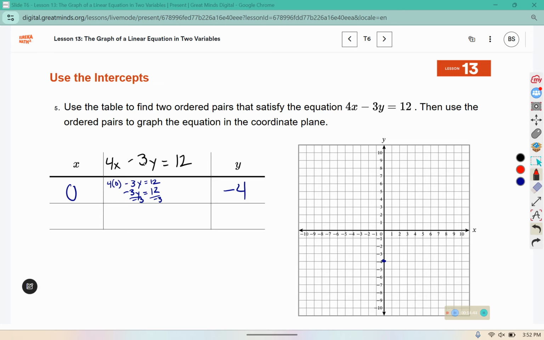You can also work the other way by putting the 0 in the y position and solving it for x. Negative 3 times 0 is 0, so I have 4x equals 12. Then divide both sides by 4, and you'll end up with x equals 3. So you'll go over 3 and then 0 and connect those points.